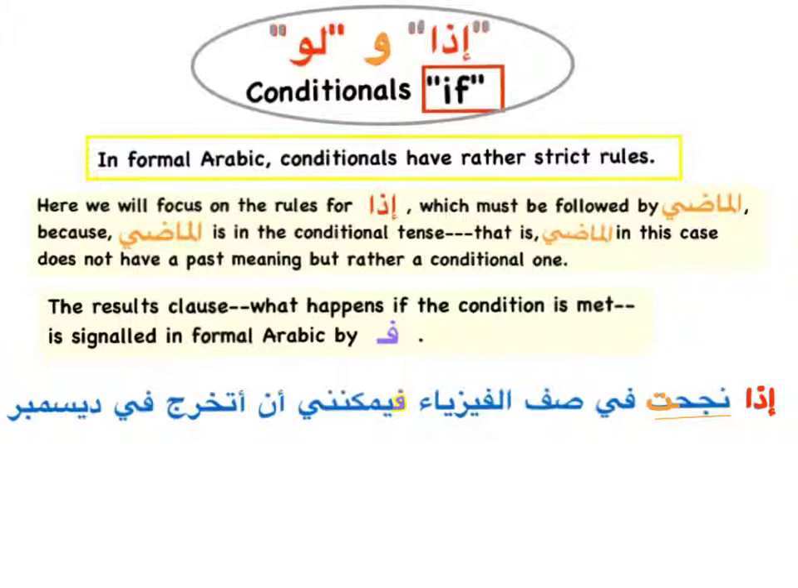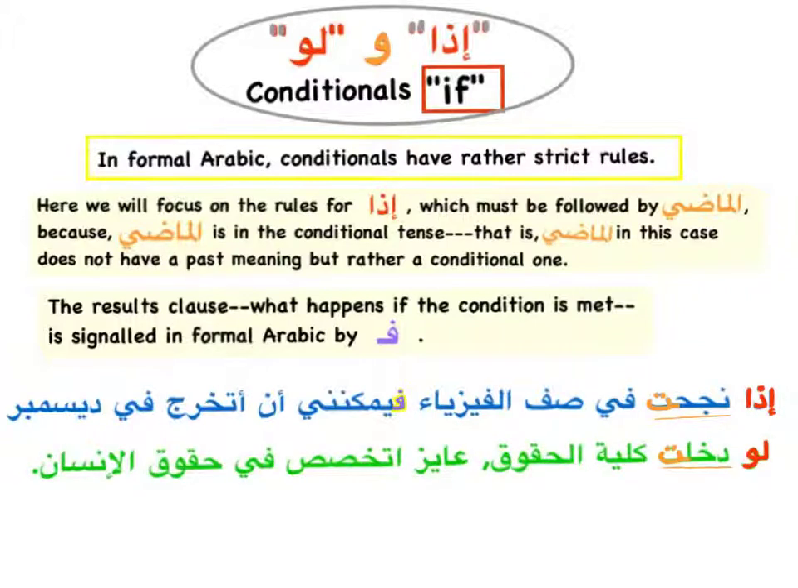So the 3 points. First we have إذا plus past, and يمكنني أن أتخرج في December is the result clause. If I pass this, I can graduate in December. As you can see, I graduate in December is in the future, so here نجحت does not mean the past, but rather means the future, but the tense is used as the past to express the conditional. That wasn't too difficult, was it? So إذا past ف. Remember this example?